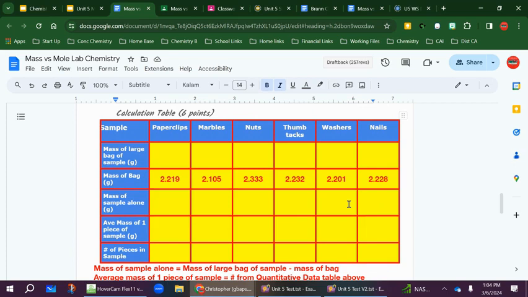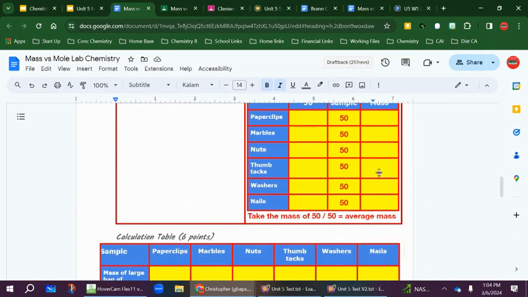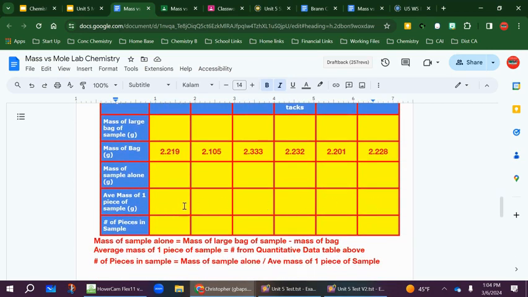The average mass of 1 piece. These are the numbers that you calculated here. These 6 values that you calculated here go here. And then you're going to find the number of pieces that was in that bag. And you're going to do it by taking the mass of the sample alone, the pieces in the bag, divided by the mass of 1 of them. And that will tell you how many are in there.